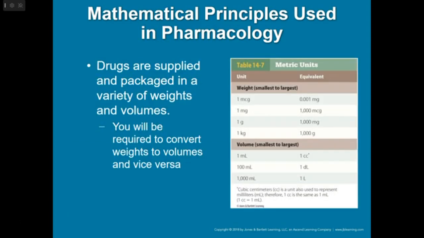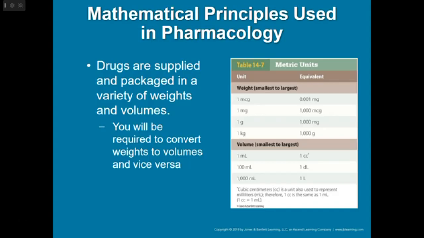Drugs are supplied and packaged in a variety of weights and volumes. You will be required to convert weights to volumes and volumes to weights. Just get used to it. One thing to keep in mind: a milliliter and a cc, or cubic centimeter, are the same thing. So some syringes might say 1 cc or 1 milliliter. Just know that those are the same thing. 100 milliliters would equal 1 deciliter, and 1,000 milliliters would be equal to 1 liter.